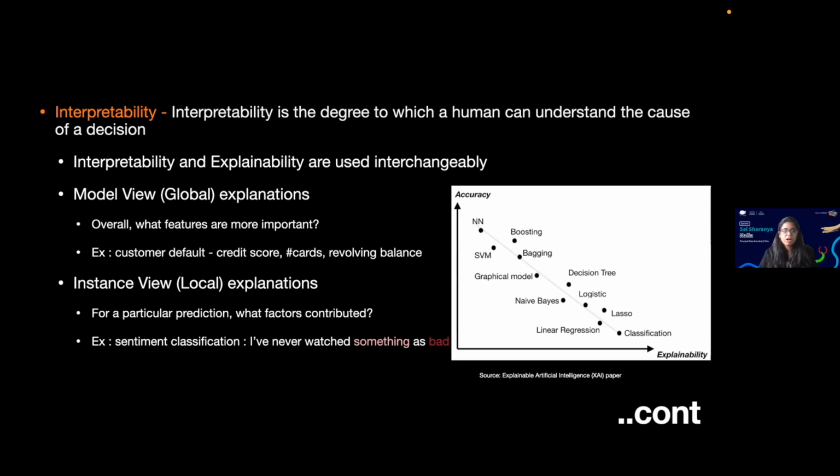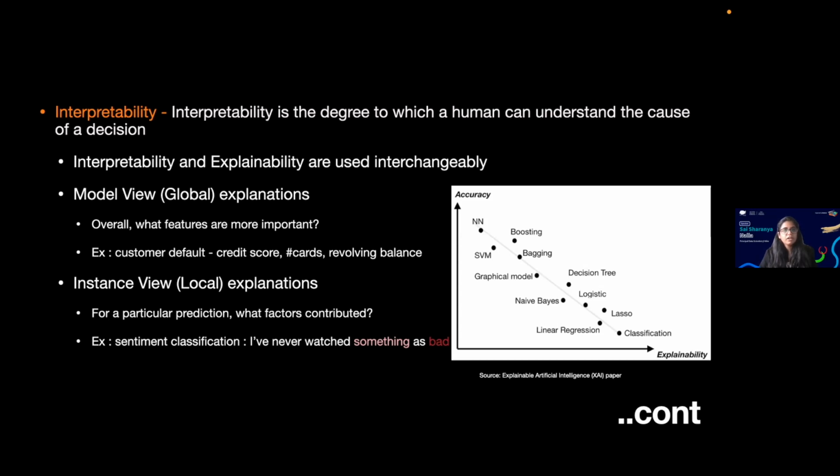In the industry currently, interpretability and explainability are used interchangeably, and there's no specific definition assigned to these two terms. Although loosely defined, there are two types of explanations. One is global explanation, which is explaining on an overall model level what features are more important. For example, in a finance setting where the use case is to build machine learning models to identify customers who are most likely to default, certain features like credit score, the number of cards that particular customer has, or the revolving balance, the amount of debt he has, would give away certain characteristics of the customer, and they might be more likely to default.